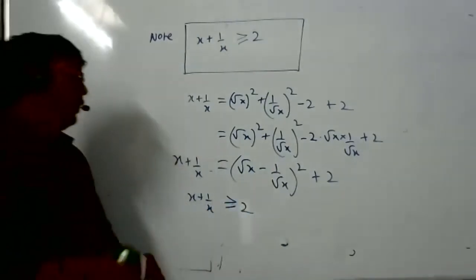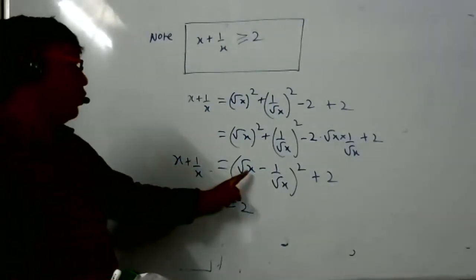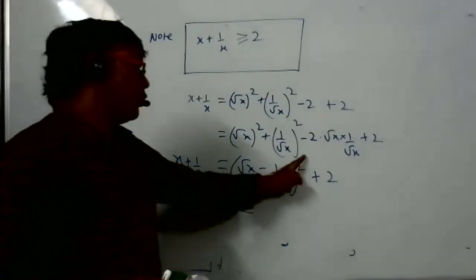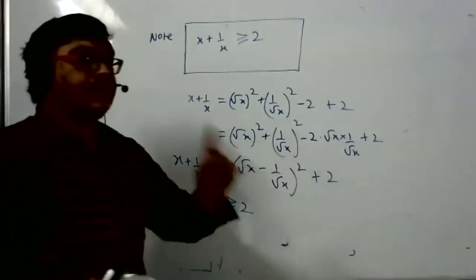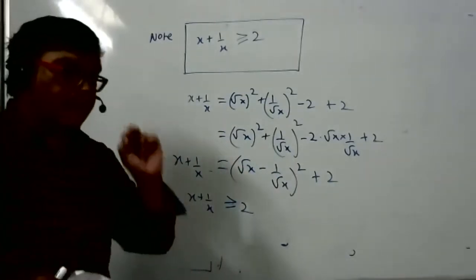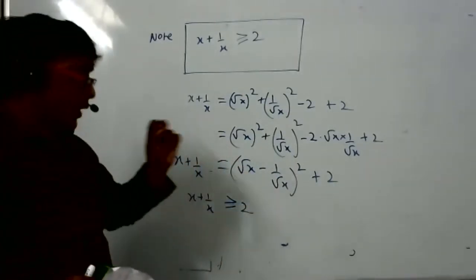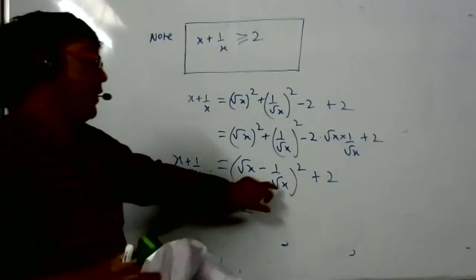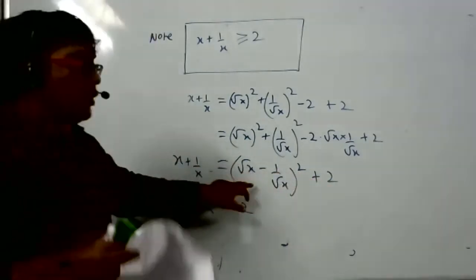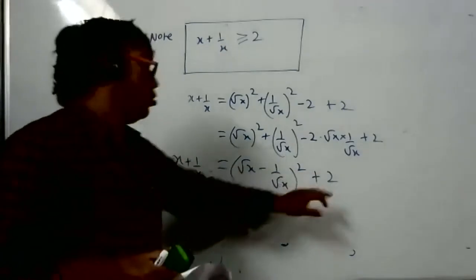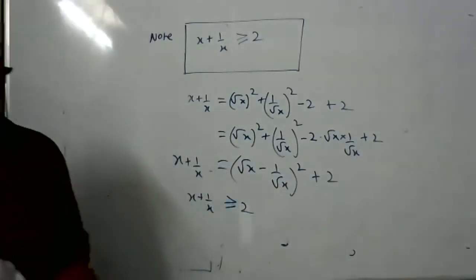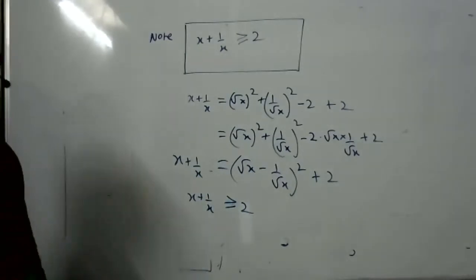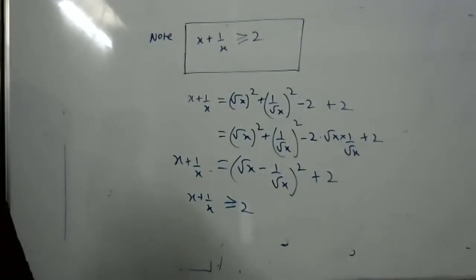I'll tell again. x plus 1 by x is equal to root x minus 1 by root x whole square plus 2. Whole square means it cannot be negative. Minimum it can be 0 or more than 0. If it is minimum 0, then the right hand side value will be 2. And if it is more than 0, it will be more than 2. So that's why x plus 1 by x is always greater than or equal to 2. This is a very important result. You can copy it down also: x plus 1 by x is always greater than or equal to 2.